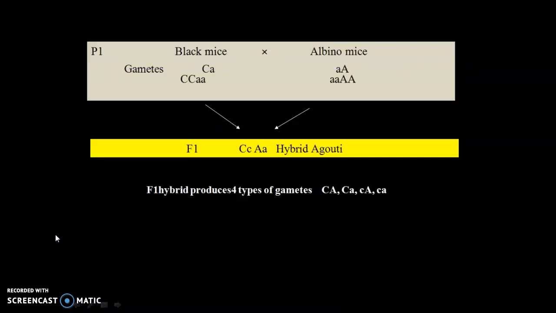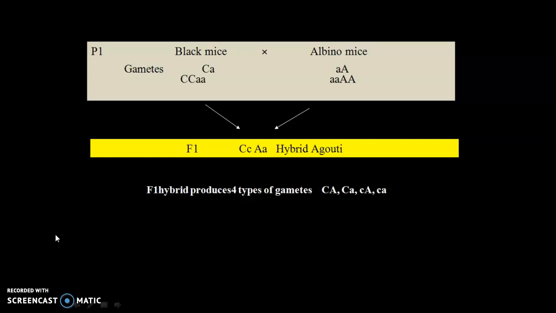When you study the cross between the two parents, that is the black mice crossed with albino mice, the gametes of black mice are capital C, small a, and of albino mice are small c and capital A. When you make a cross between the two, the F1 which is produced has the genotype capital C, small c, capital A, small a, and that hybrid is the agouti one.